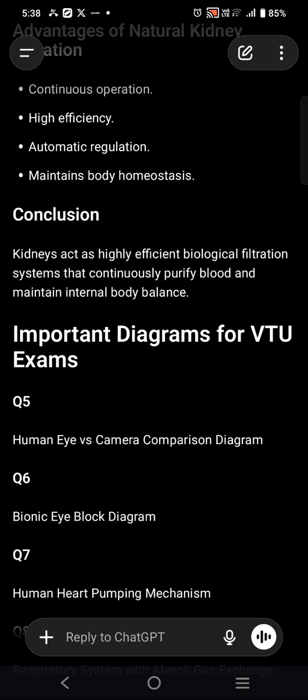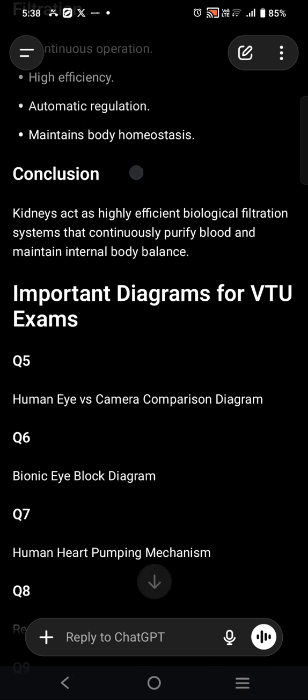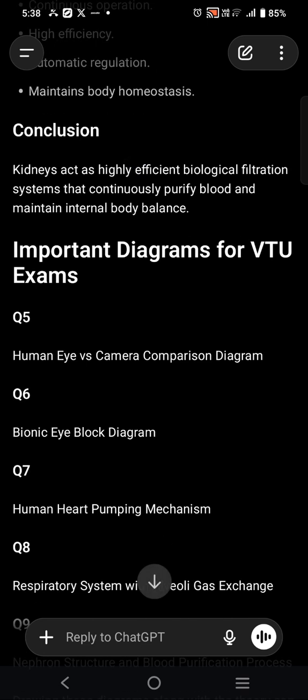Kidneys act as highly efficient biological filtration systems that continuously purify blood and maintain internal body balance.